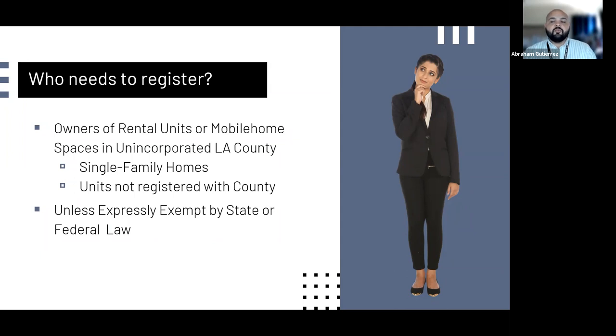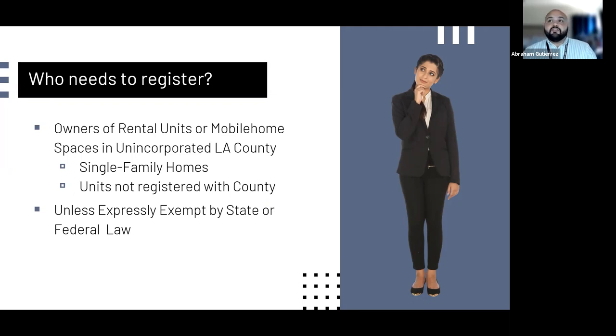So what are the unincorporated areas? These are the areas that are not under the jurisdiction of a specific city in LA County, but rather the neighborhoods represented directly by the Board of Supervisors. These areas include places like East Los Angeles, Lenox, Altadena, and part of Marina del Rey. If you're not sure if your property is in the unincorporated area, you can contact DCBA and provide the address of the property, and we'll tell you.